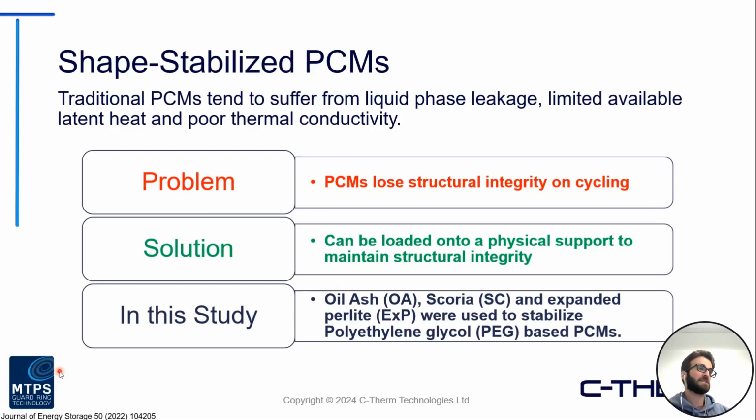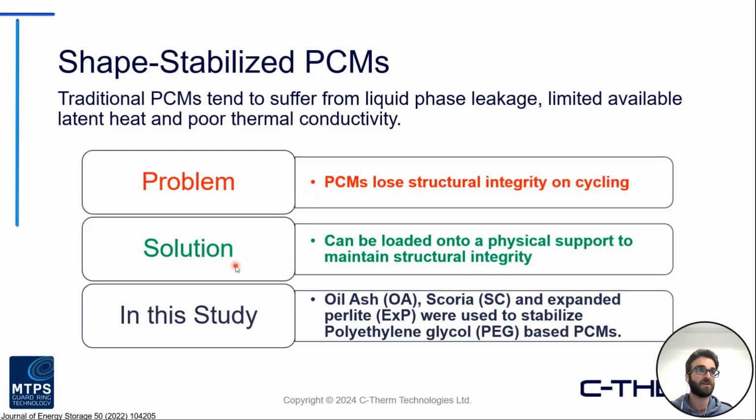So, shape-stabilized PCMs. Mentioning right at the beginning, one of the main drawbacks of PCMs being used are limited available latent heat, cycling issues, and low conductivity. In this paper, they mentioned all three of those. Of course, it's pretty common to see those in the beginning of the paper as challenges that are going to be addressed. But one of the things I really dove in on is the problem regarding structural integrity on cycling, focusing on that phase change leakage, with some considerations on thermal conductivity as well.